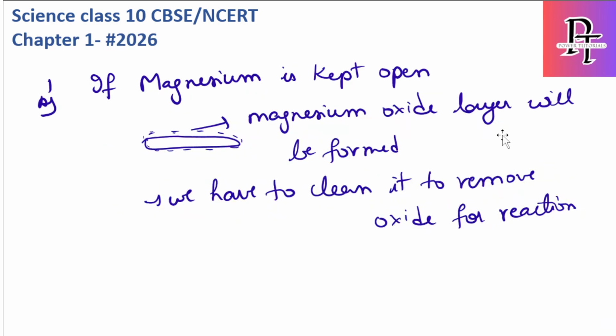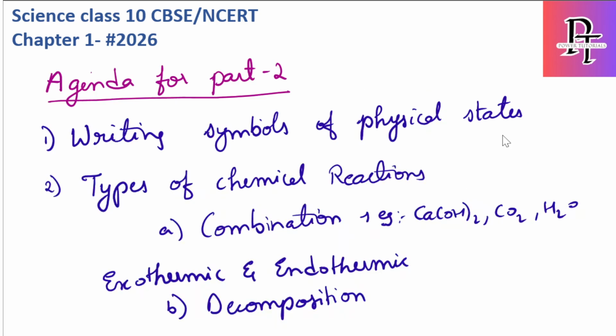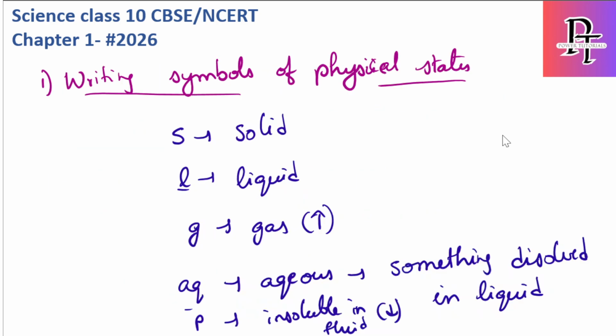Then I discussed part 2. In part 2 I discussed how to write symbols for physical states, and types of chemical reactions, and we started types of chemical reactions. In total we have 5 types: combination, decomposition, displacement, double displacement, and redox. Combination and decomposition were explained in part 2.